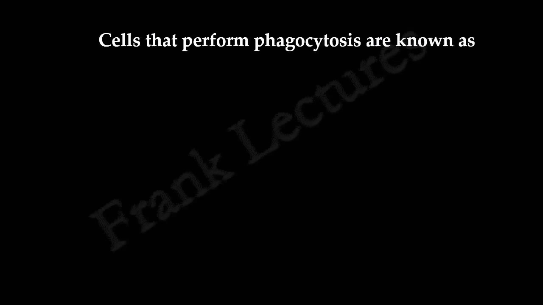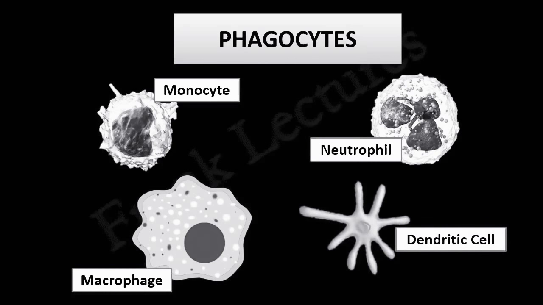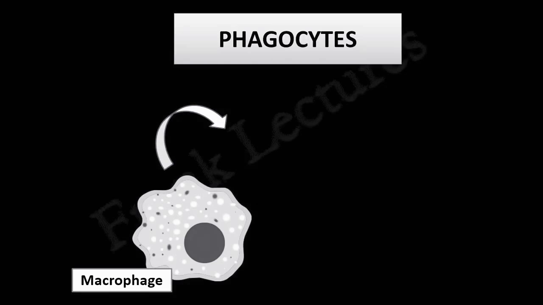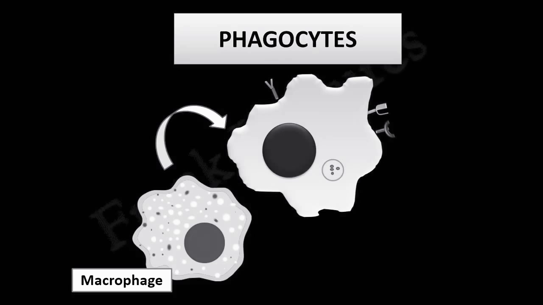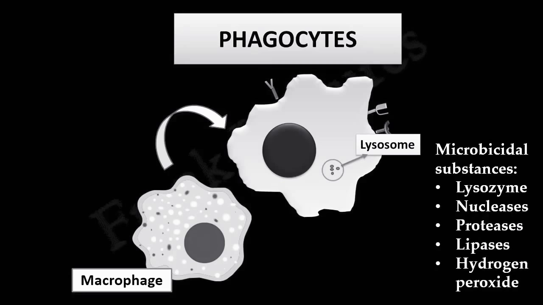We also know that the cells that perform phagocytosis are known as phagocytes. The main type of phagocytes in human immune system are monocytes, macrophages, neutrophils, and dendritic cells. The main function of these phagocytes is to destroy the engulfed pathogen. So for this purpose, these phagocytes are equipped with some intracellular compartments such as lysosomes which contain microbicidal substances. These microbicidal substances include enzymes such as lysozyme, nucleases, proteases, lipases, or substances such as hydrogen peroxide.